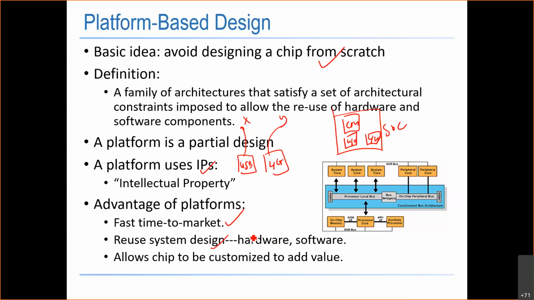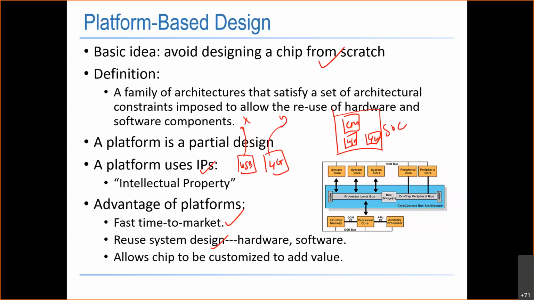Reuse, that is, if I have different series of CPU, okay, Snapdragon 800, Snapdragon 600, Snapdragon 400 series, three different series of the processor or the system on chip, but all of them require a 4G modem, so you don't have to redesign over and over again. You can just reuse that IP in different designs.